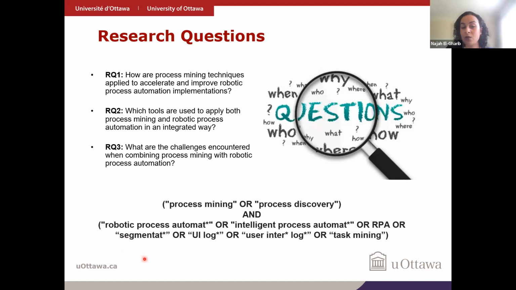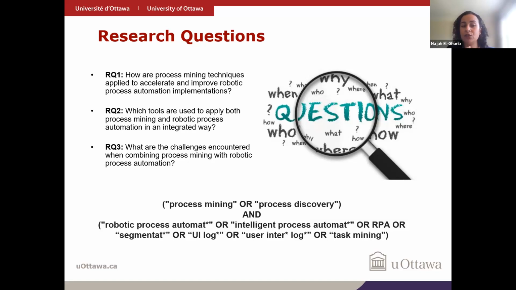This was designed to answer my 3 main research questions, which are: how are process mining techniques applied to accelerate or improve robotic process automation implementation? My research question 2 was: which tools are used both to apply process mining and RPA in an integrated way? And question number 3 was: what are the challenges encountered when combining these 2 technologies together?